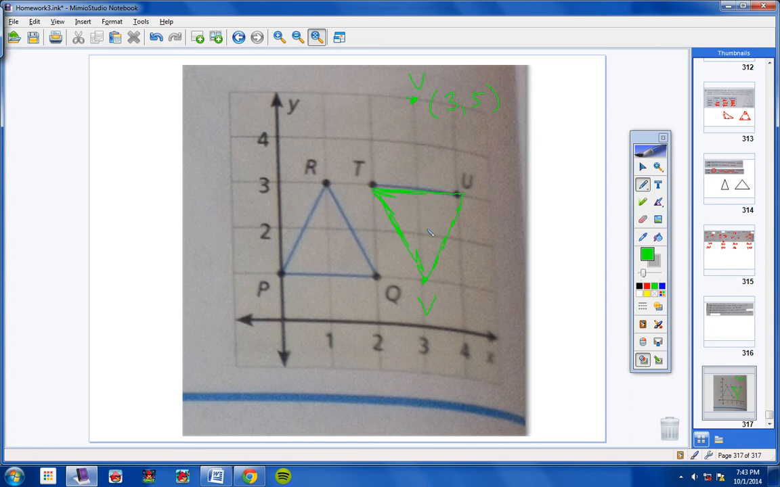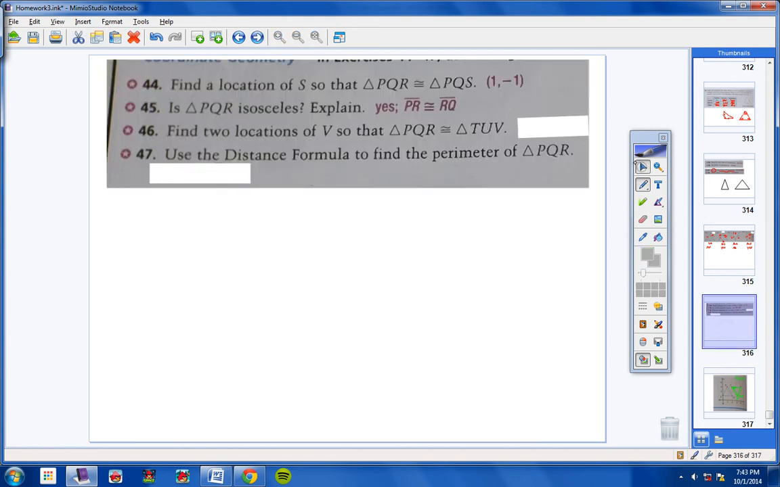because this triangle right here would definitely be congruent to this triangle over here, and so the point of V right here would be over 3 and up 1. So there's the 2 points that V could be. V could be 3 comma 5, or V could be 3 comma 1, okay? 3 comma 5 or 3 comma 1.